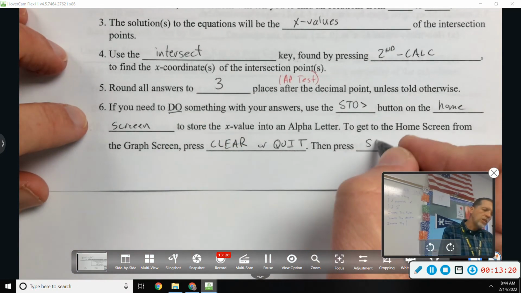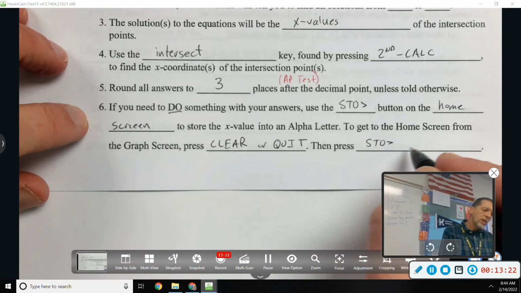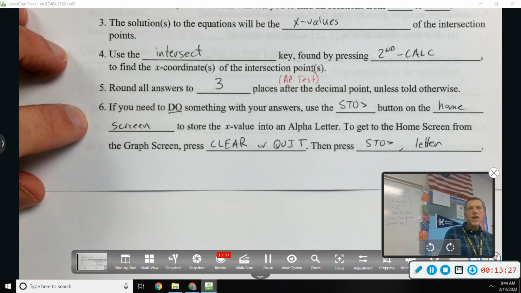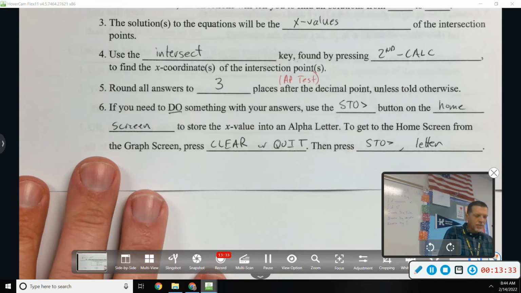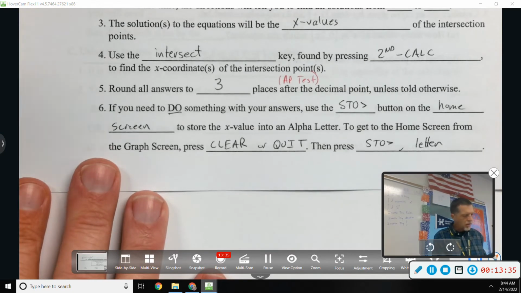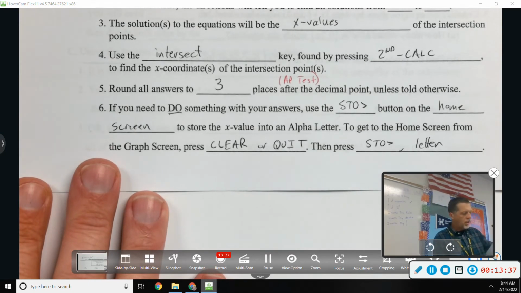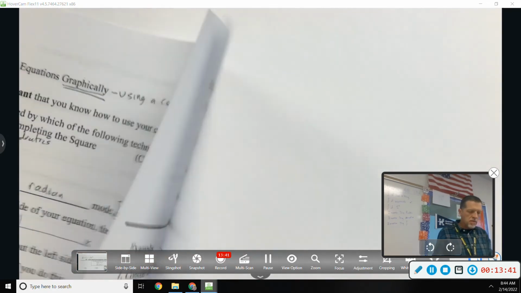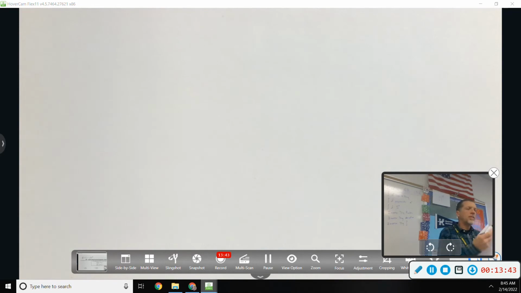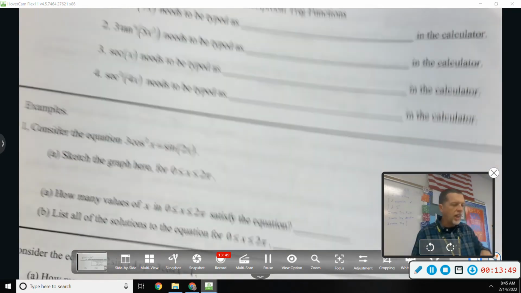Once you're there, then you could press stow and then whatever letter you want to use. A, B, C, D, whatever. Okay, so that's a lot of things to think about without having actually done them. But if you turn the page, now we'll use that information. Definitely not a typical math notes kind of day, because it's basically how to use the calculator day.